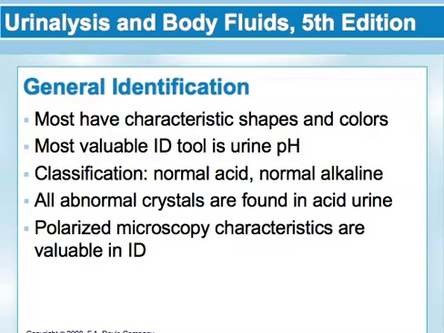Okay, so just some general identification techniques. Most of the crystals that you will see in urines will have distinct characteristics, but some variations can exist, which can make some of the significant crystals hard to distinguish from some of the non-significant crystals. The first thing to do, again, check that pH. All abnormal crystals are found in acidic urine. Other factors that are useful for determining the identification of a crystal are polarization characteristics when viewed with polarized microscopy and the solubility characteristics of the crystal.